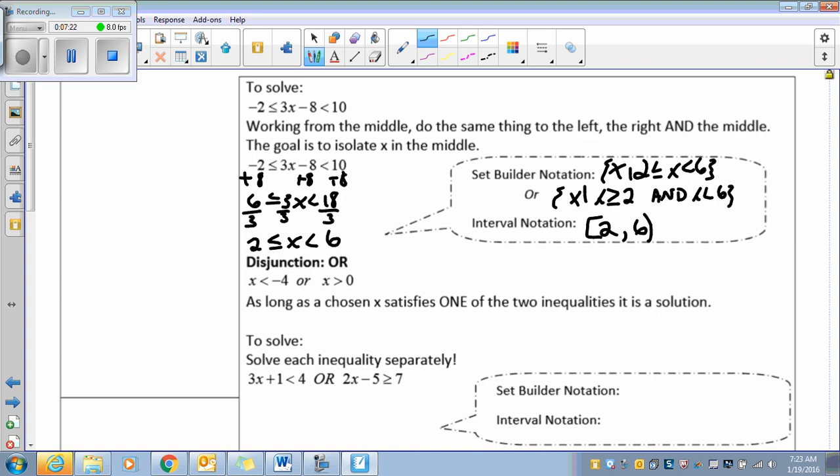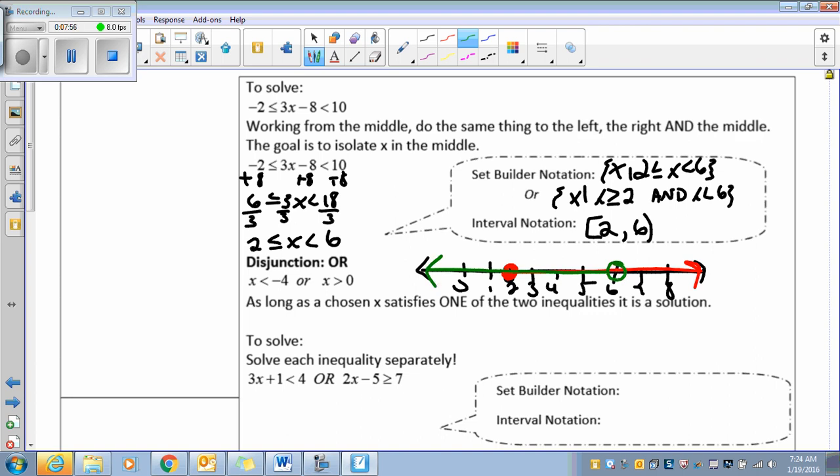Now, if we wanted to graph this, we would make our number line. We want to start by graphing both inequalities. So let's graph x is greater than or equal to 2, and let's graph x is less than 6.